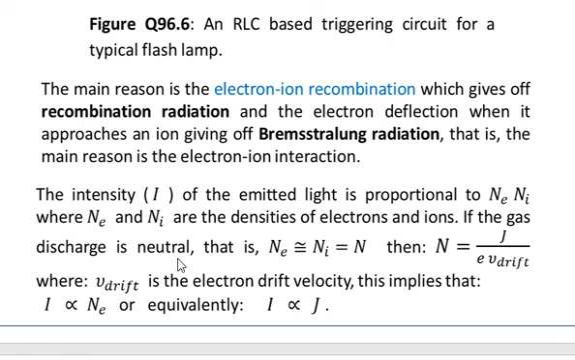If the gas discharge is neutral, that is Ne is equal to Ni is equal to capital N, for example, then capital N can be written as the current density divided by the charge of the electron and the drift velocity of the electron, where V drift is the electron drift velocity. This implies that I is proportional to Ne, as said earlier. And this will equivalently imply that I is proportional to the current density J through the flash lamp. So if you increase the current density through the flash lamps, you can also produce more intense flash light from the flash lamps.